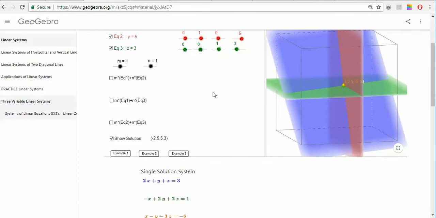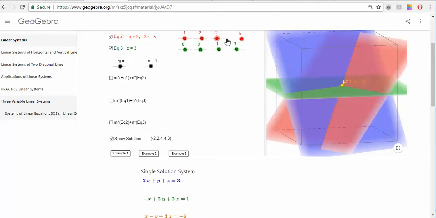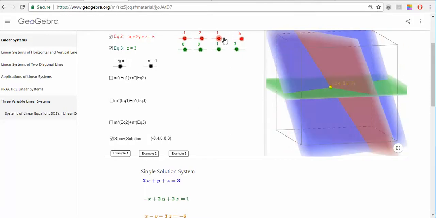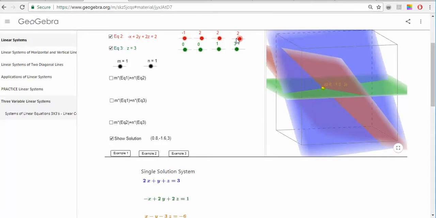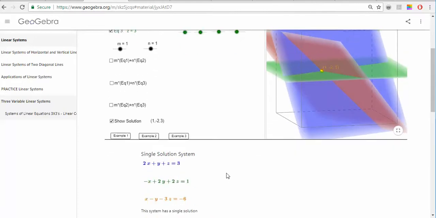-1, 2, 2, 1. Then -1, 2, 2, not -2, but 2, 2. And then we're going to go back to 1. Okay, again, a solution. It's incredible. It's dynamically changing solutions with each toggle.